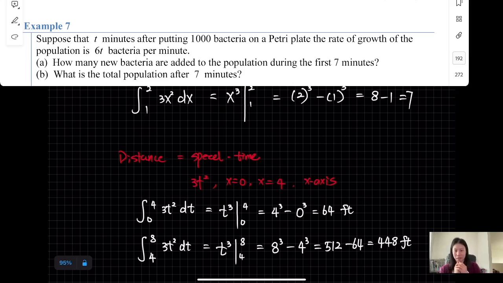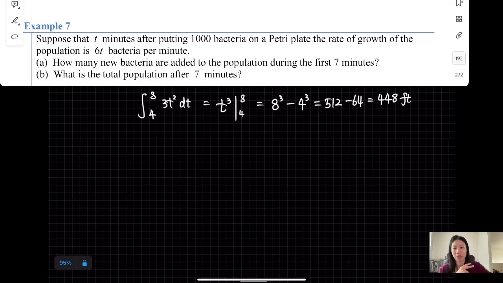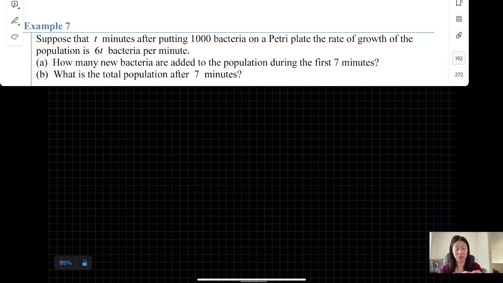So here is the next question. Suppose after t minutes, putting 1,000 bacteria on a Petri plate, the rate of growth of the population is 6t bacteria per minute. How many new bacteria are added to the population during the first 7 minutes?